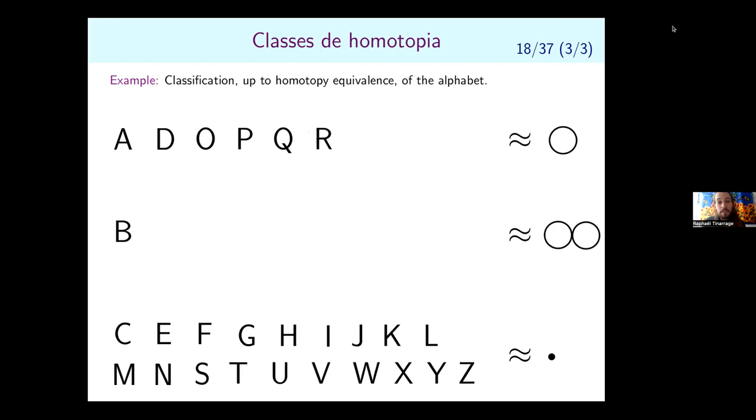You have 3 classes. The first one are the letters that are homotopy equivalent to a circle. You have B alone, as you said. This is a space that is homotopy equivalent to the union of 2 circles, right? It has 2 holes. And then you have all the other contractible letters. Thank you. Any question about that? All right. So let's continue.